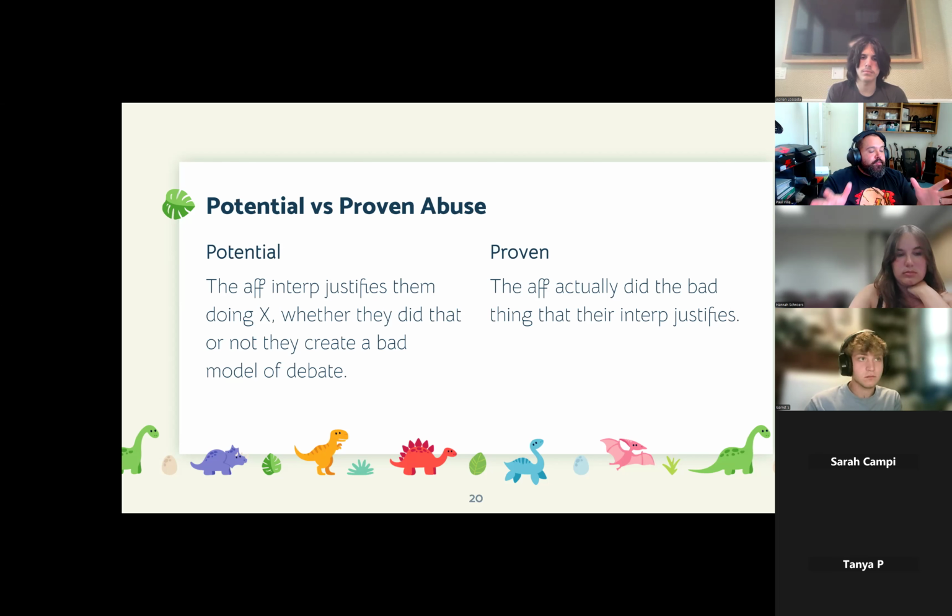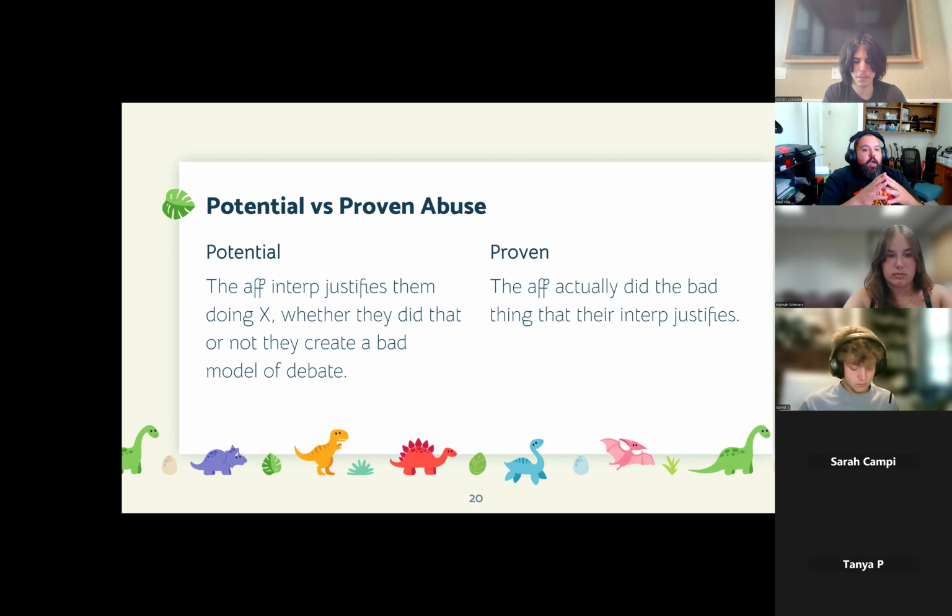Potential versus proven abuse. I've heard a number of students use these terms and not actually interrogate what they mean. Potential abuse is that the af's interp, or whoever's interp, justifies them doing X, whether they did that or not, and so they are creating a bad model of debate. So we're not saying you actually did do the cheater thing, but we are arguing that your model of debate would allow you to do so, and therefore it's bad.